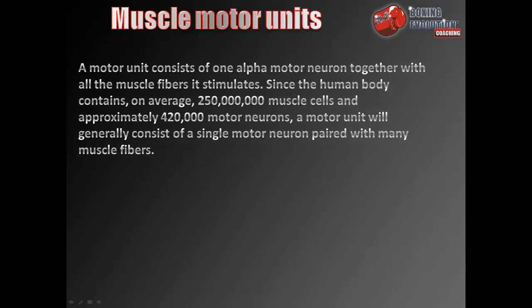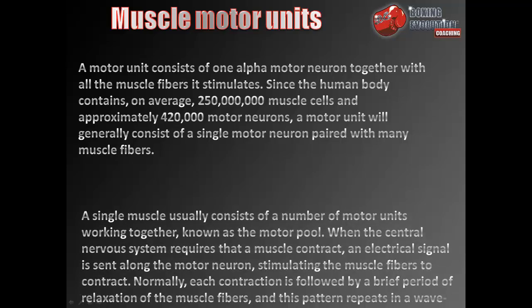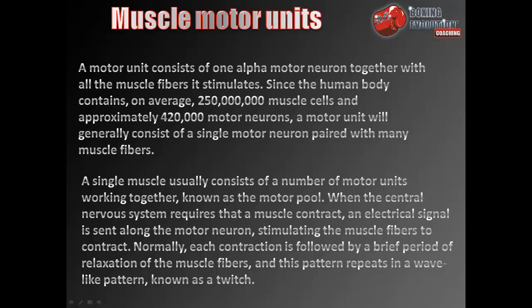Muscle motor units. A muscle motor unit consists of one alpha motor neuron together with all the muscle fibres it stimulates. Since a human body contains on average 250 million muscle cells and approximately 420,000 motor neurons, a motor unit will generally consist of a single motor neuron paired with many muscle fibres. A single muscle usually consists of a number of motor units working together, known as the motor pool.